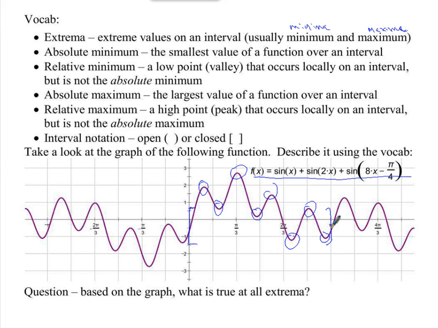Okay, remember your interval notation. I've already been talking about the brackets. An open interval uses parentheses. A closed interval uses those brackets. And take a look at the graph. Describe it using the vocab. I've already explained all that stuff. So based on the graph, what is true at all extrema except for at the endpoints of an interval if we're talking about a closed interval?